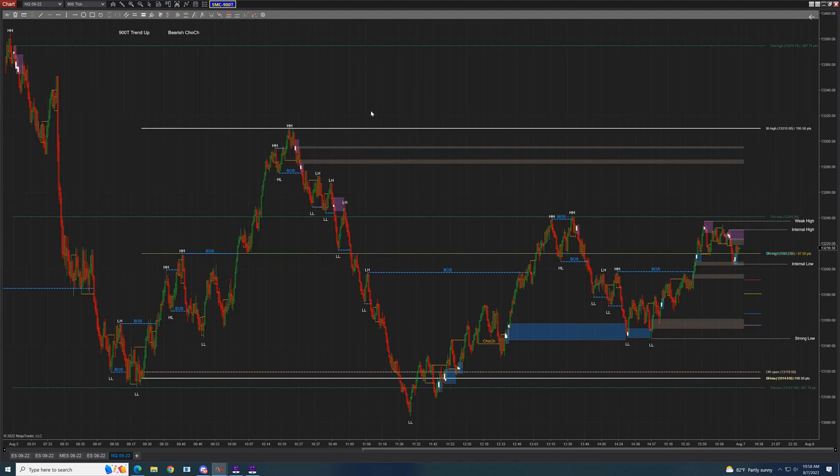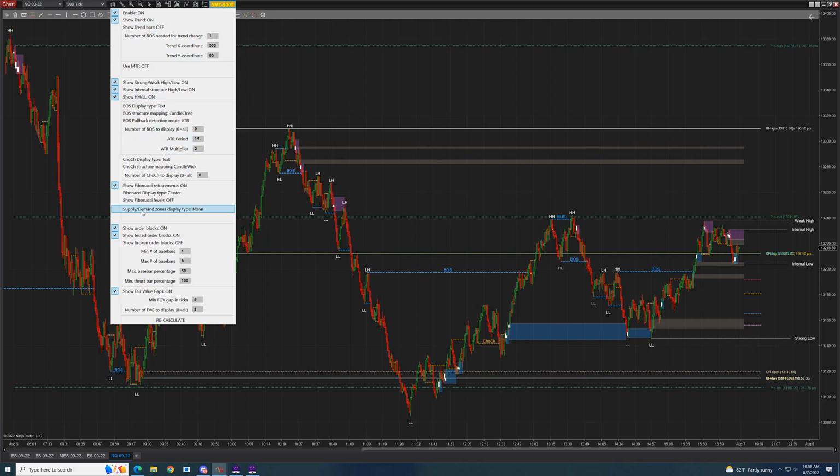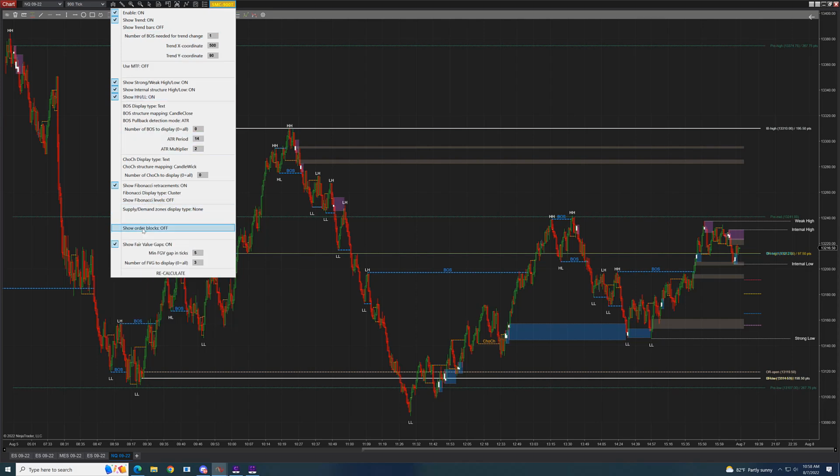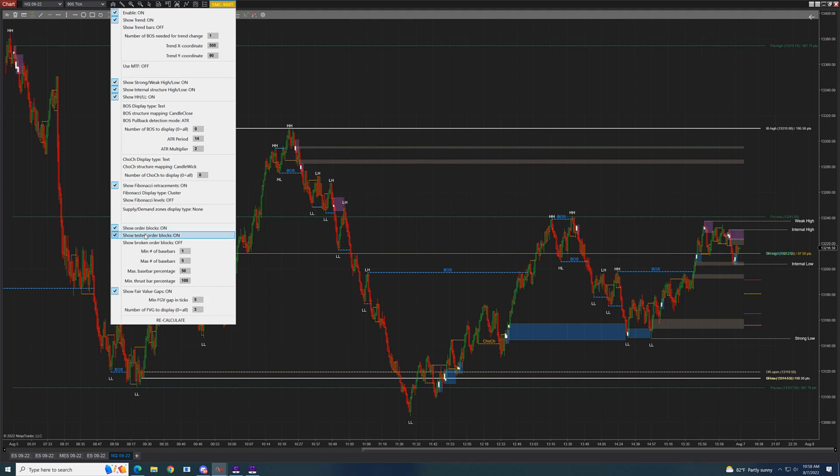So, could that be useful to you? I think probably could. Now if we put it all together, we've got supply and demand zones, order blocks, and fair value gaps. And then your choice of whether you want supply and demand zones off of break of structure, change of character, or both. So let's turn them all on. Let's go back to show order blocks on, and let's test it on.